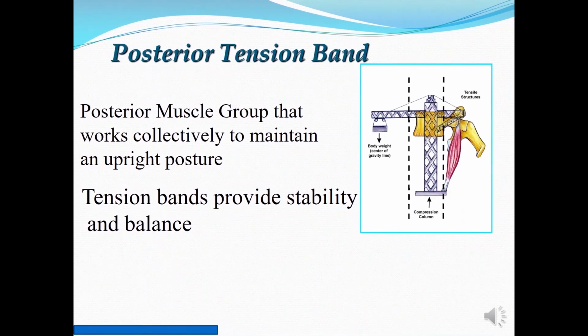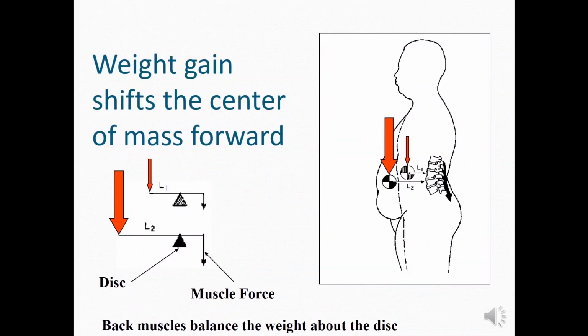The second component to provide stability of the spine is the tension band principle posteriorly, created by the muscles, tendons, and the bony processes of the facet joints. A belly or increased abdominal dimensions will move the center of gravity forward and exhaust the posterior tension band elements.